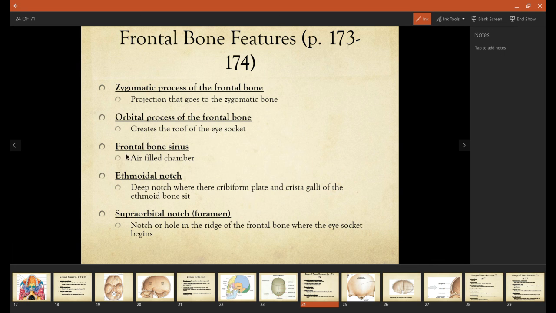Also, we have a frontal bone sinus. So we will find multiple sinuses throughout the skull, and these are just air-filled chambers. There's one in the frontal bone, and sometimes when you're not feeling so great, you get some pressure in your forehead, and that's due to this structure right here.